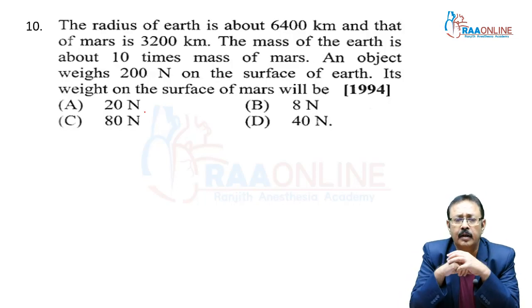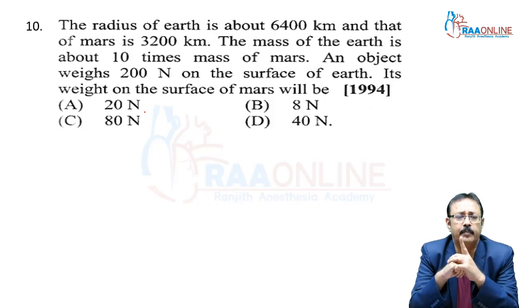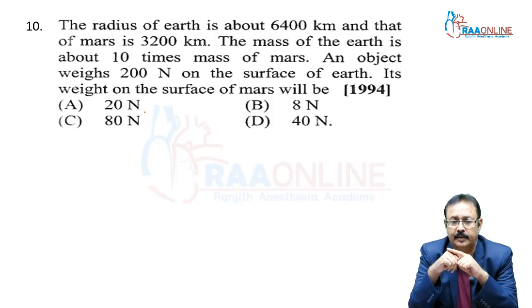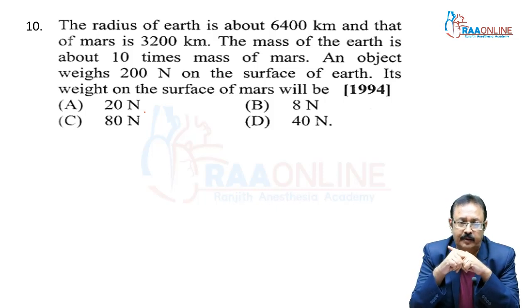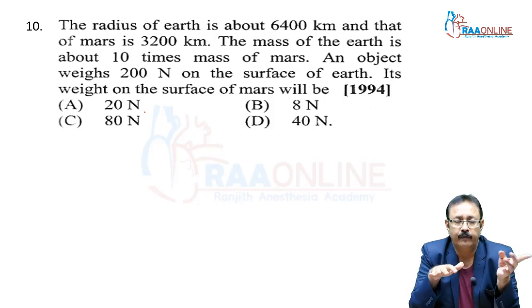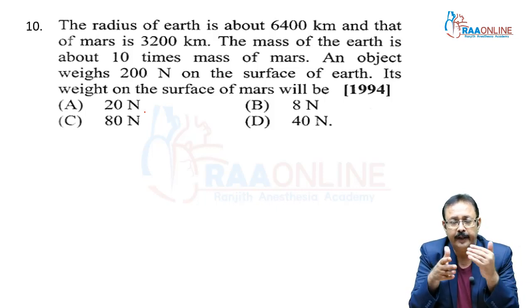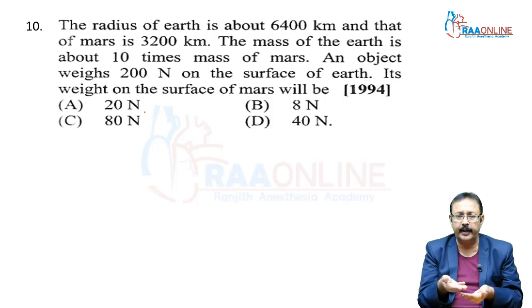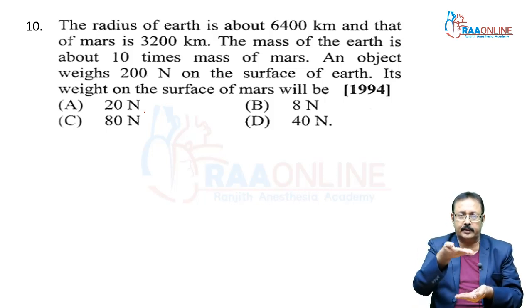Next, the radius of Earth is about 6,400 kilometer, and that of Mars is 3,200 kilometer. The mass of Earth is about 10 times the mass of Mars. An object weighs 200 Newton on the surface of Earth. Its weight on the surface of Mars will be, again, the same type of problem which we discussed in the 8th.